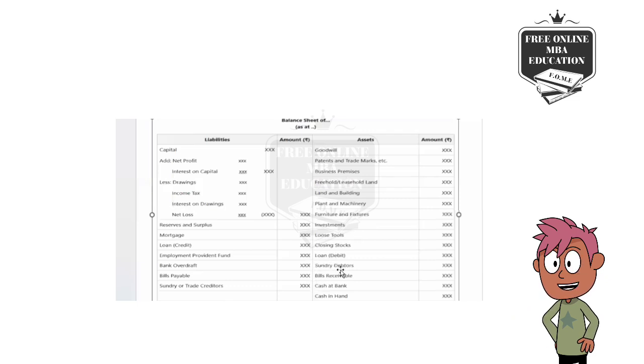Then sundry debtors are also going to be there. Bills receivable, cash at bank, cash in hand. Those all are going to be there.